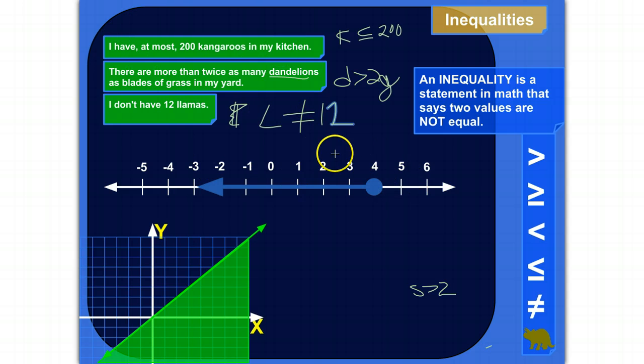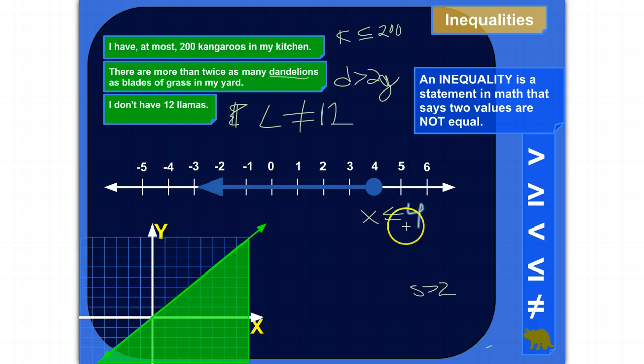I could look at a number line like this, and this is a graphical representation of an inequality. I could say that x is less than or equal to 4. I'm basically saying it could be 4, or it could be any of these guys that are less than 4. That's what this arrow is saying.